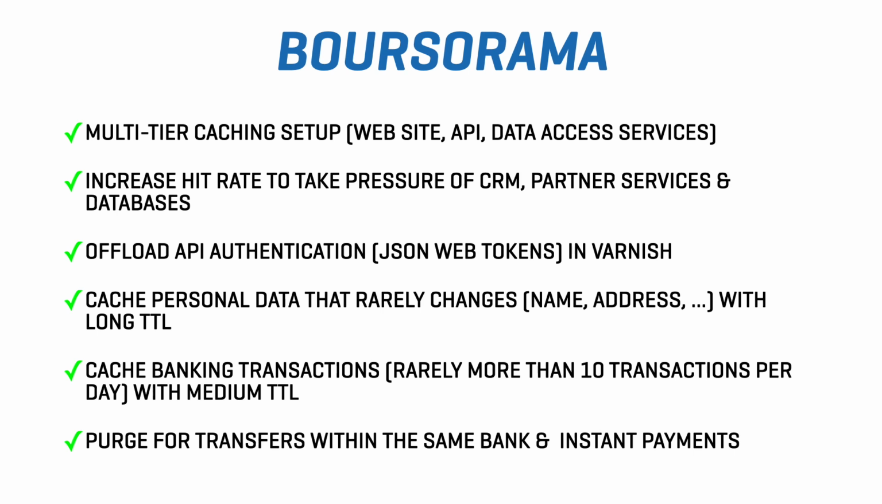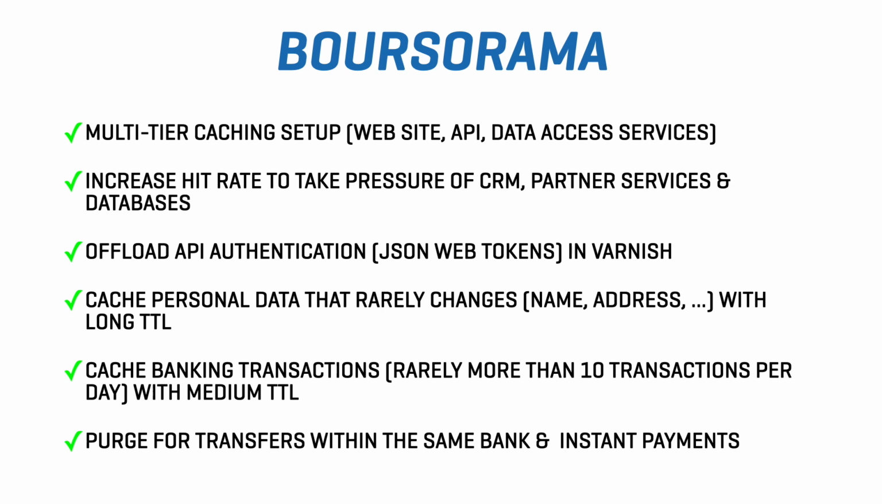Their improved Varnish efforts, especially at the lower tiers in their multi-tiered caching setup, and their efforts to improve the hit rate allowed them to take the pressure off CRM systems, partner services, and databases. They even use Varnish to offload their API authentication layer that uses JSON web tokens as the authentication and authorization mechanism. Because Varnish can validate those, Varnish could turn otherwise uncacheable data into cacheable data, making Varnish more of an authentication gateway in that very specific use case.